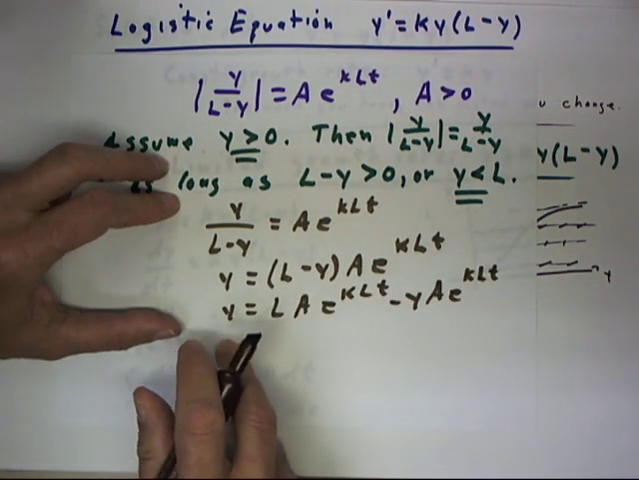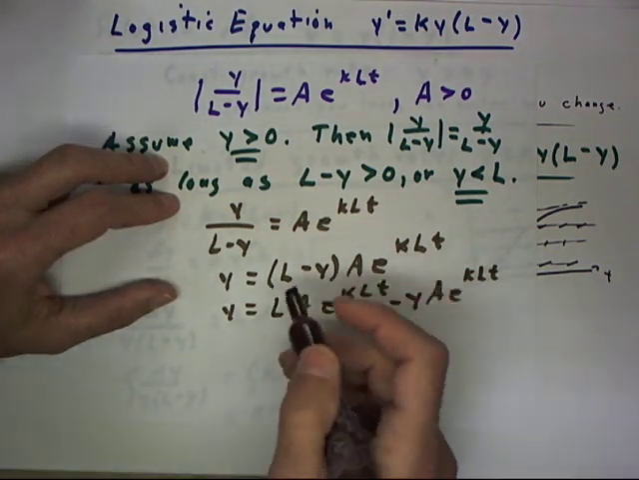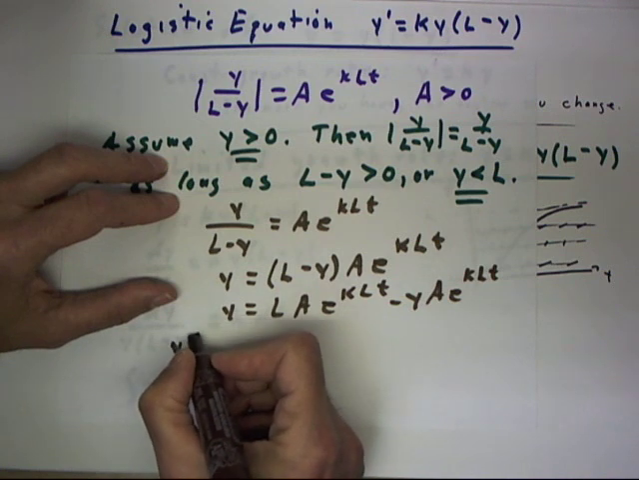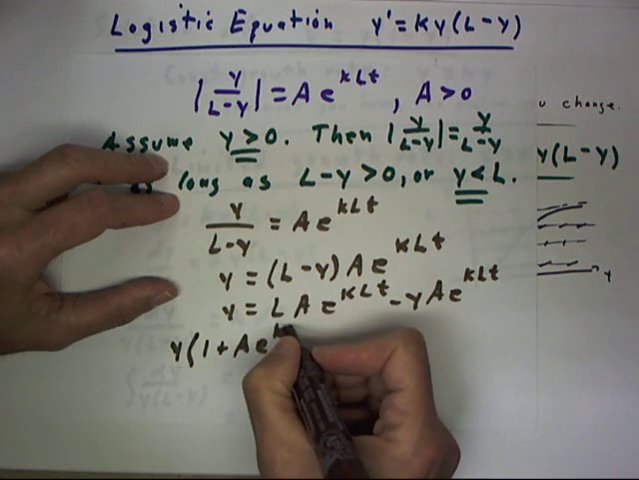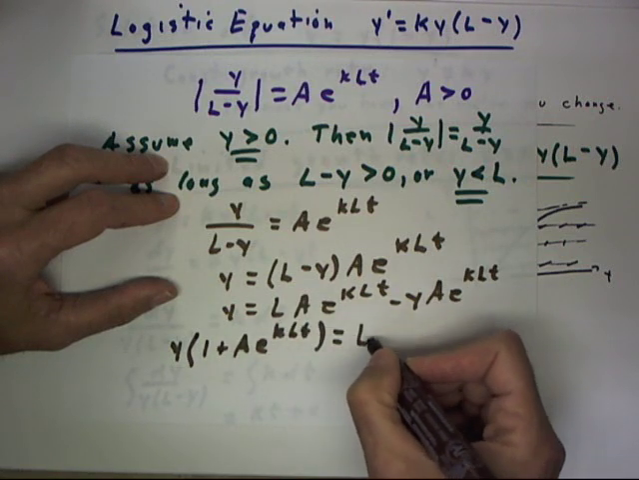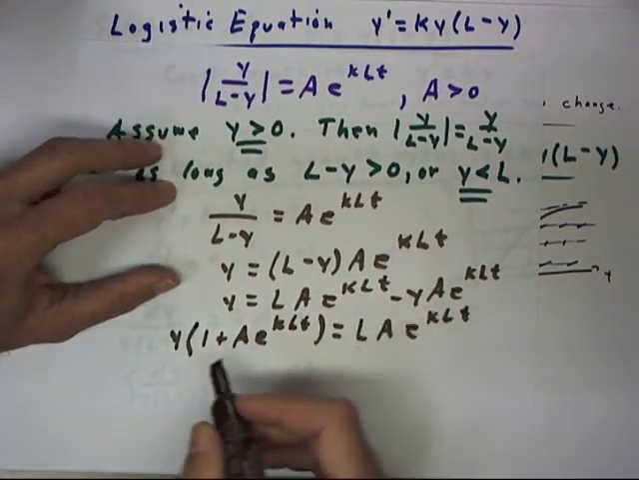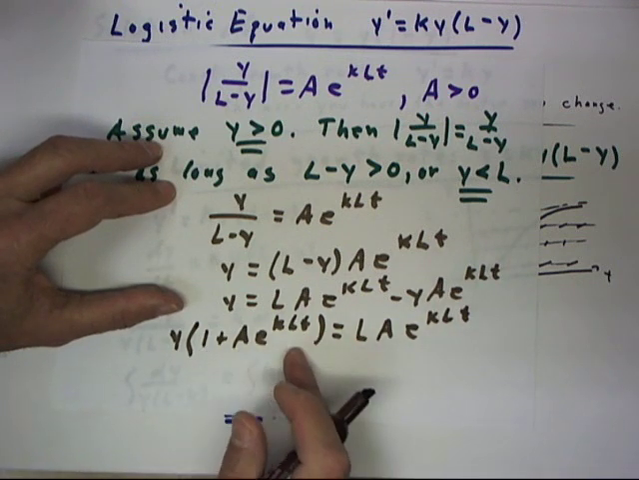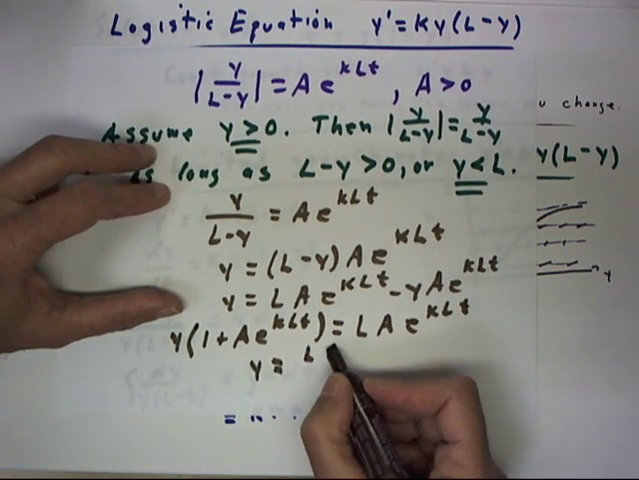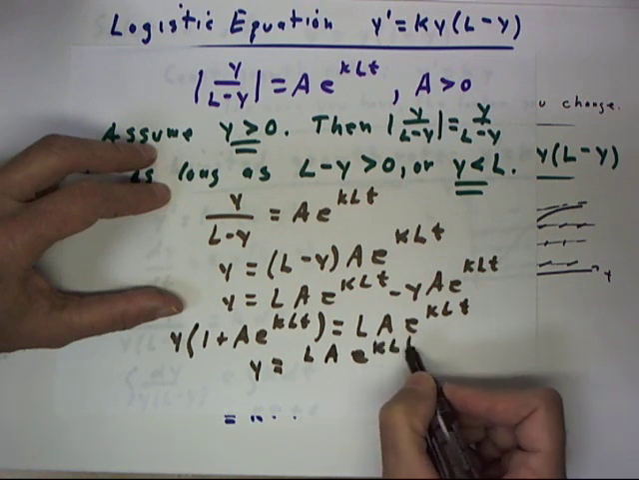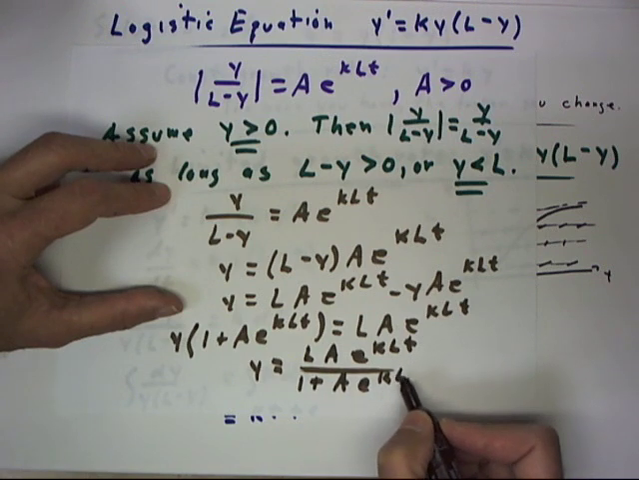Now we've got a y term here and a y term here. We're going to add this to both sides and then factor, and we're going to end up on this side with y times the quantity 1 plus a e to the KLT equals L a e to the KLT. We divide both sides by this coefficient of y, and we get our final solution for y, which is just that y equals L a e to the KLT divided by 1 plus a e to the KLT.